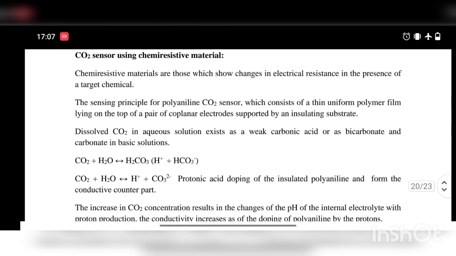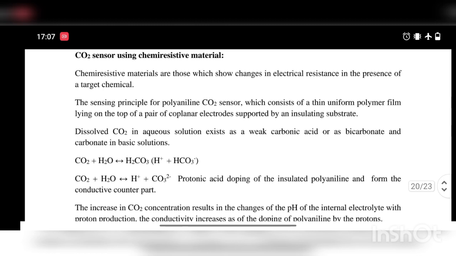So in carbon dioxide sensing applications, which consist of polyaniline as the chemi-resistive material, it consists of a thin layer of this polyaniline film, which is lying in between a pair of coplanar electrodes supported by an insulating substrate. On the top of an insulating substrate, we can coat a thin layer of uniform polymer film, and in between two coplanar electrodes. So here what happens is that generally carbon dioxide is dissolved in aqueous solution.